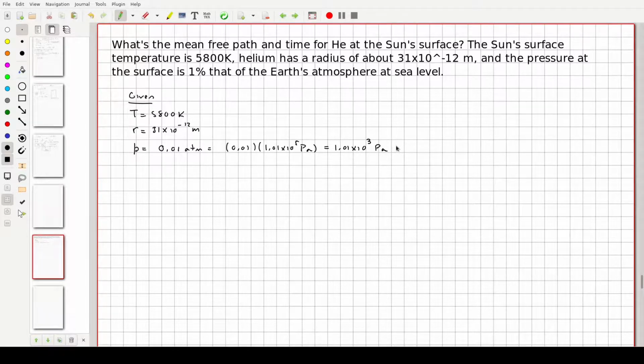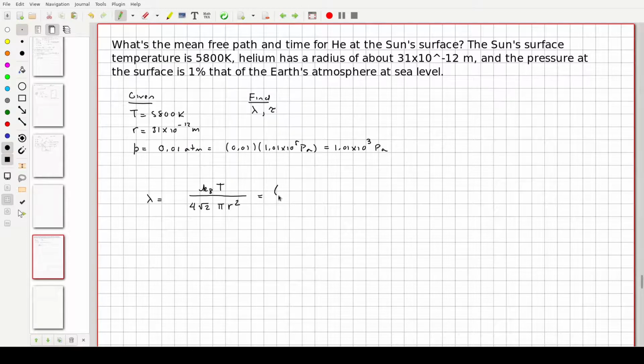Okay. Now, what we're trying to find here is the mean free path lambda and also the mean free time tau. So the mean free path, if you remember, was k_B times T divided by 4 times the square root of 2 times pi r squared.